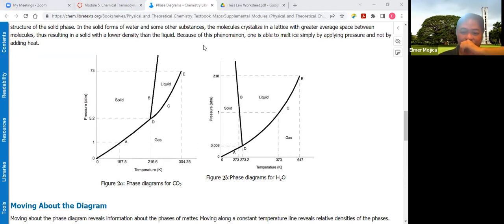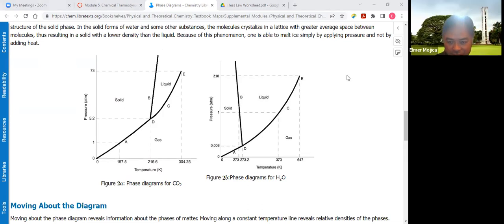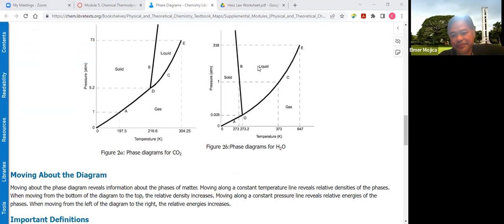Anong tawag natin ngayon dito? Sa 218 na yan. Ano yung E? Ganyan yung question ninyo sa exam. What is E? Anong point yan? Anyone? Okay? Yung iba. Critical point po ba, sir? Yeah, so that's the critical point. So if that's the critical point, this is the critical pressure and this is the critical temperature. Okay?